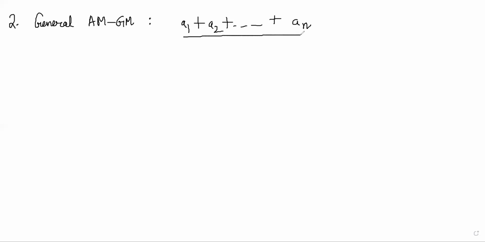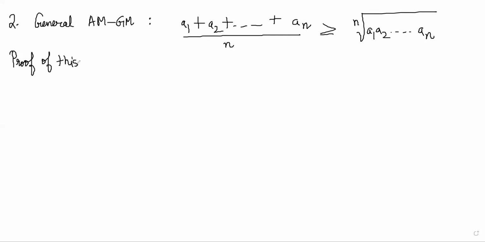What about the general AM-GM? The general AM-GM inequality comes like this: (a1 plus a2 plus up to an) by n is greater than or equal to the nth root of the product of all of these till n. Now, what we will do is look at a proof of this inequality. And the proof that we are going to follow is Cauchy's proof by induction.